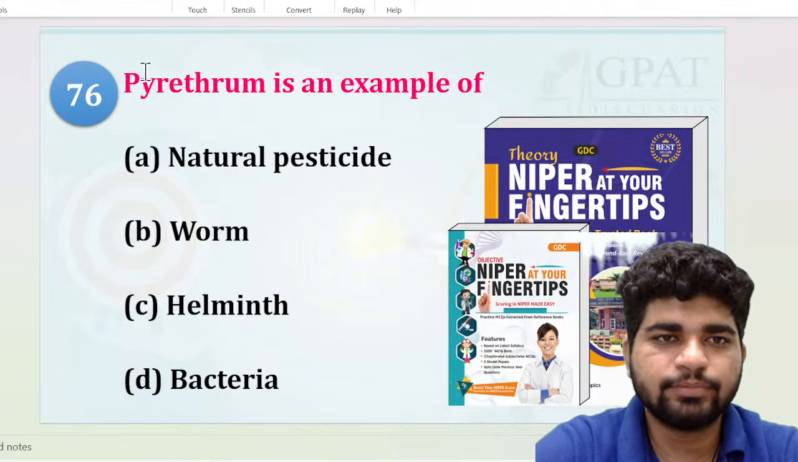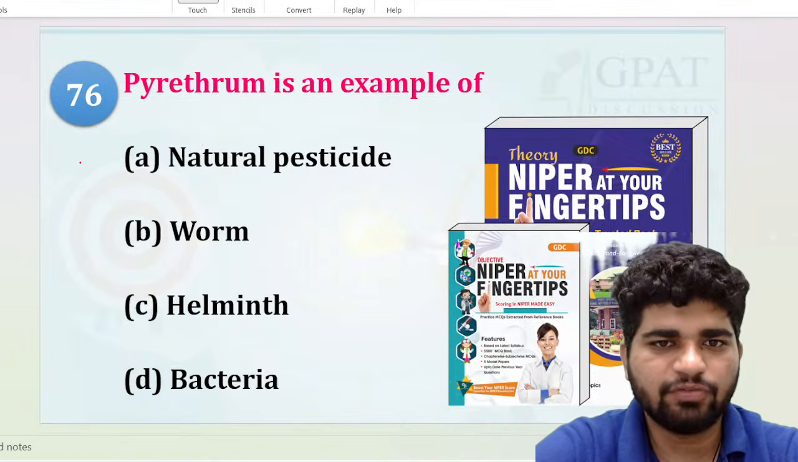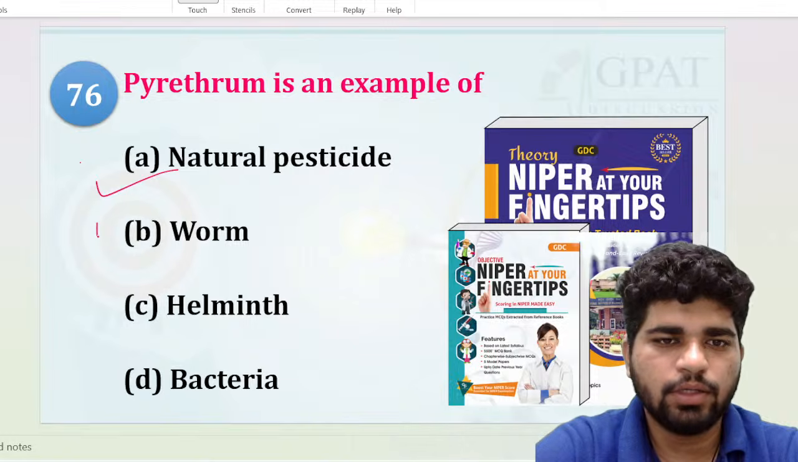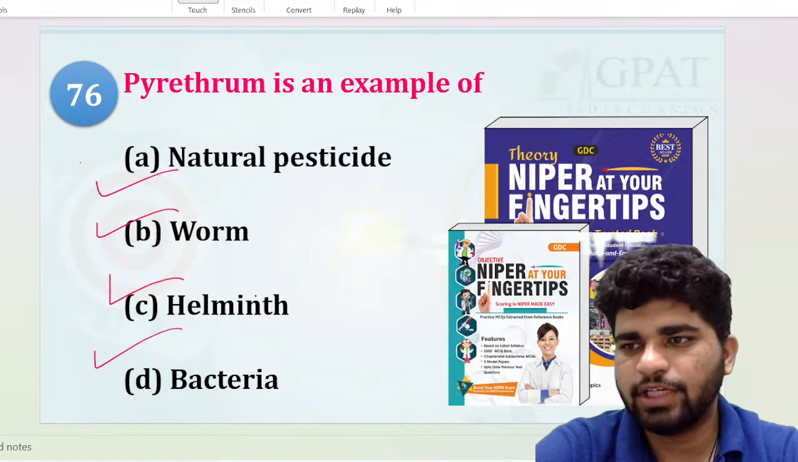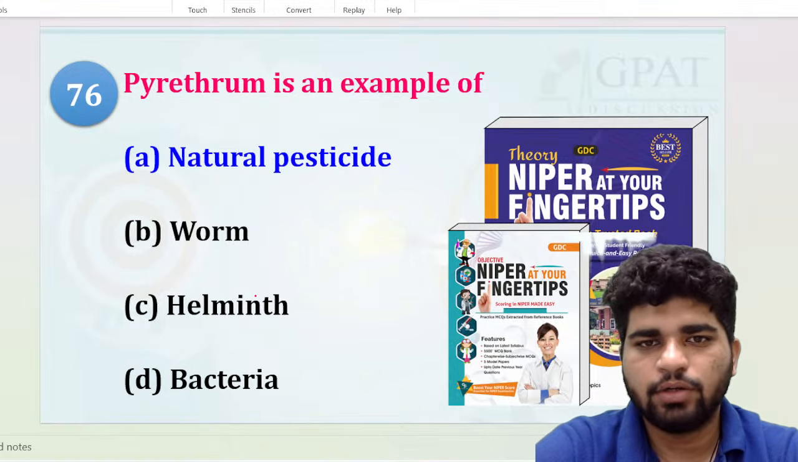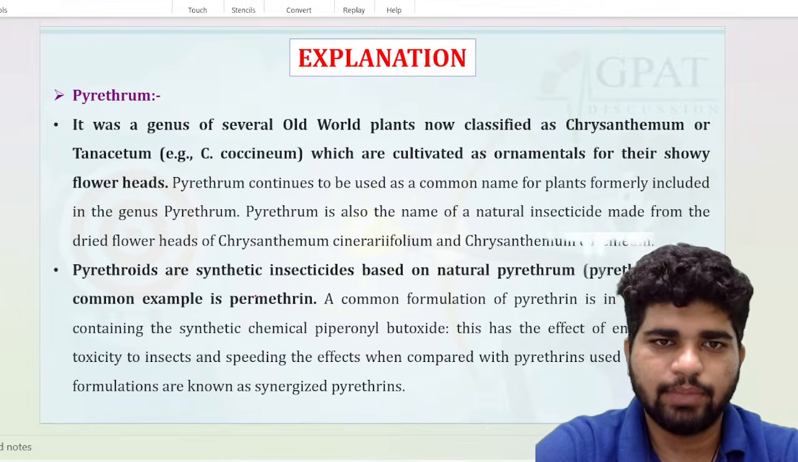Now, pyrethrum is an example of natural pesticide, worm, helminth, or bacteria. What's that? That's your natural pesticide only, right? Pyrethrum.